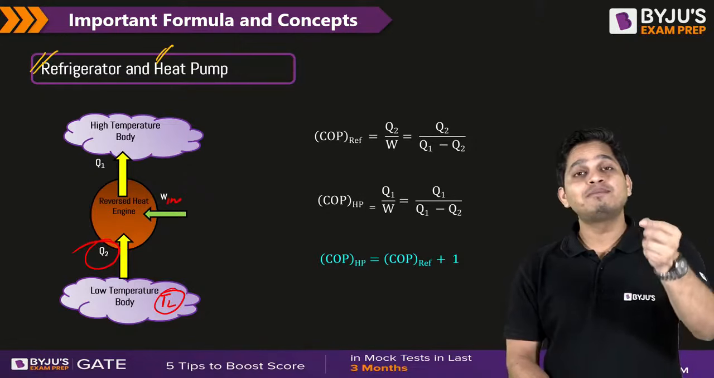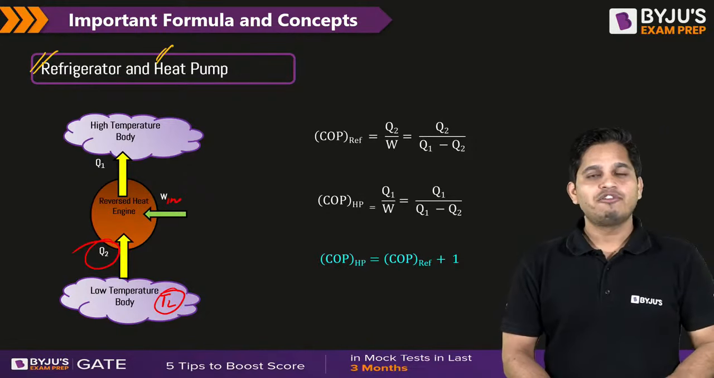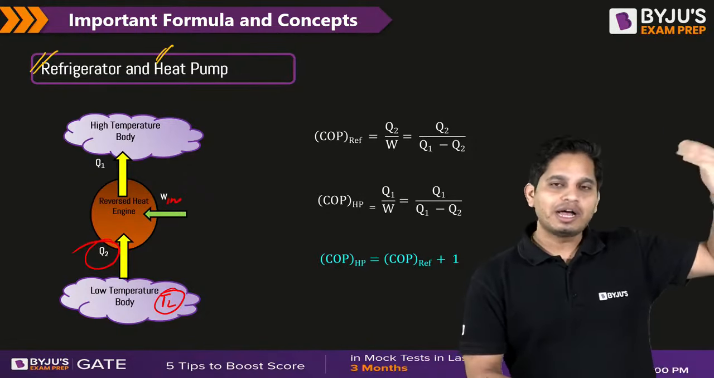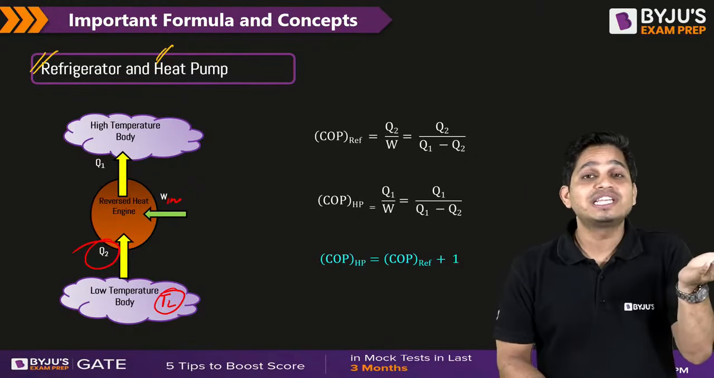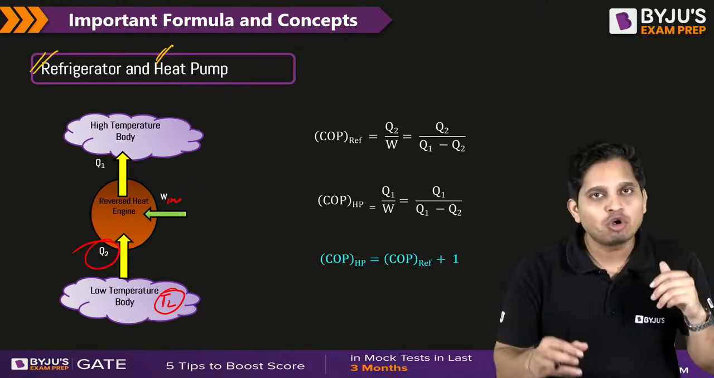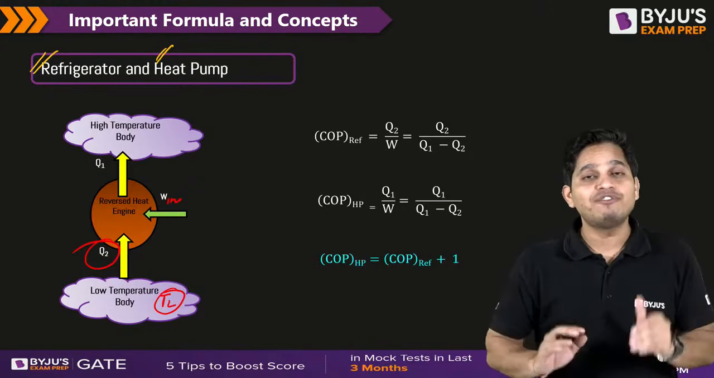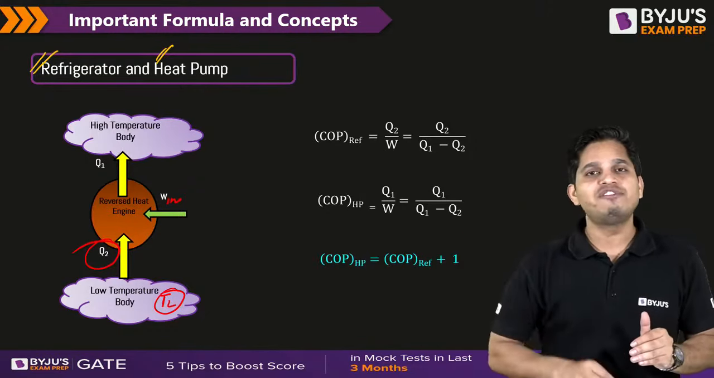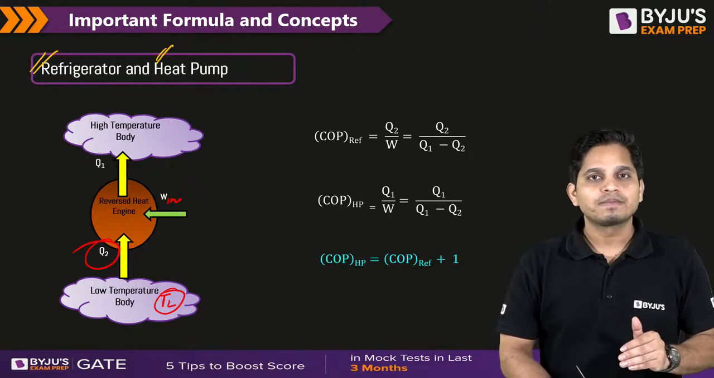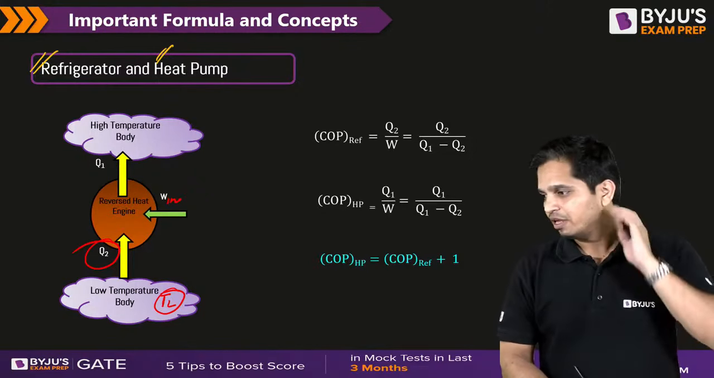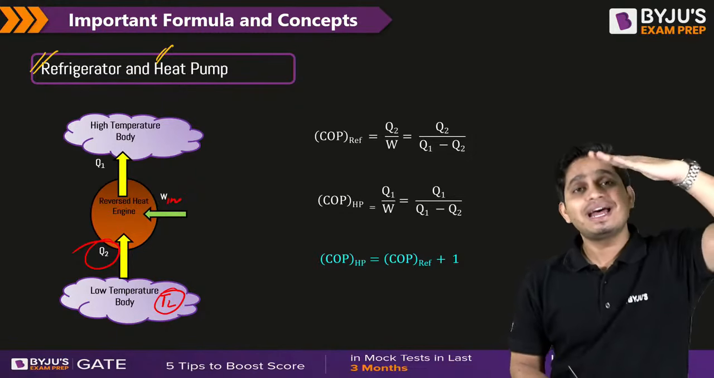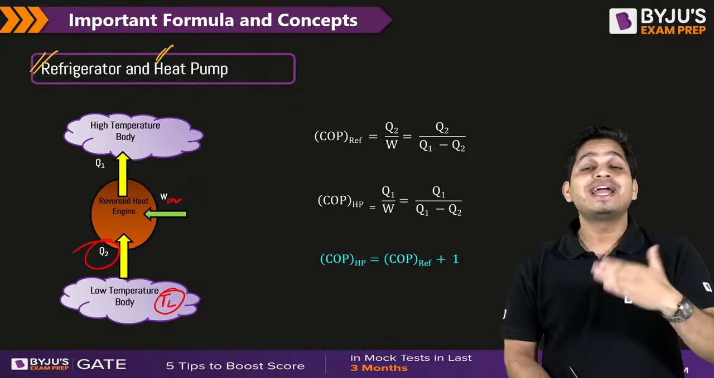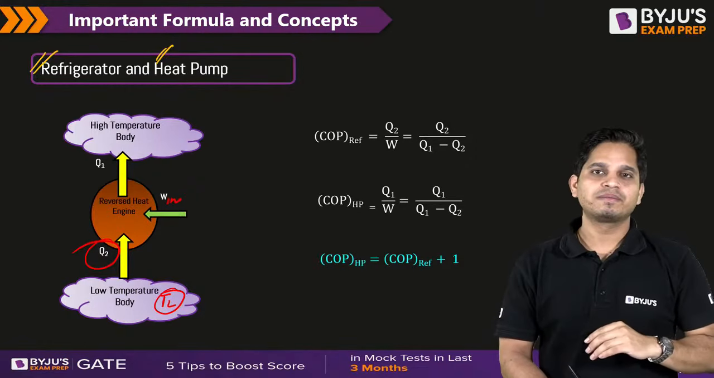You use heat pumps in winters when the temperature outside your home is 5 degrees Celsius. But inside your home, you don't want to stay at 5 degrees. You want to maintain 25 degrees. So what will you do? You install a heat pump. So the purpose of a heat pump is to maintain a high temperature. Higher than what? Higher than the surrounding.